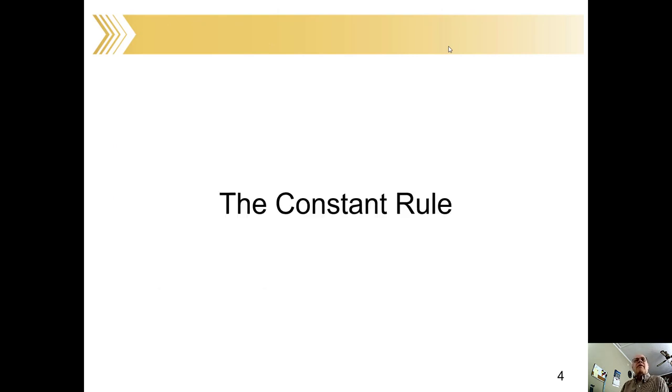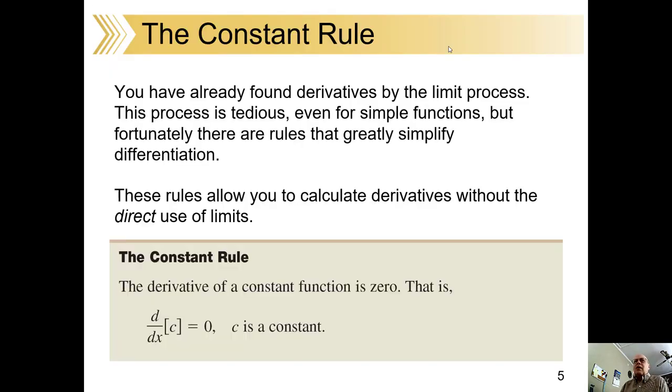Start off with something very simple, the constant rule. And we're talking about derivatives, remember. We're taking derivatives of constants. Well, if you've got a constant, that means like y equals 7. No matter what x is, y equals 7. It's constant. There you go.